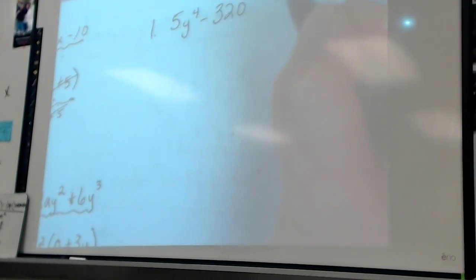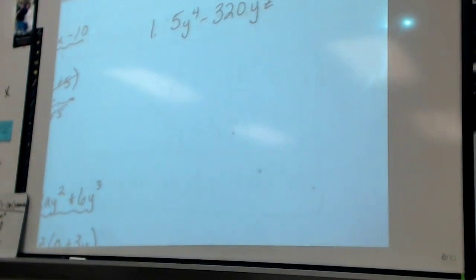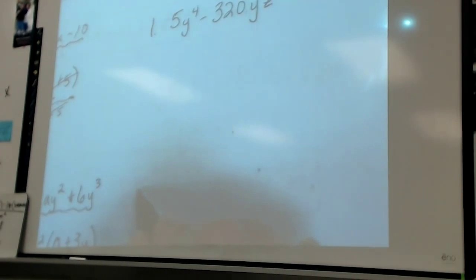All right, the first one is 5y to the 4th minus 320yz cubed. And I put a little line through my z so you don't get it mixed up with the 2. And then number 2, 5x cubed minus 35x squared minus 7x plus 49.